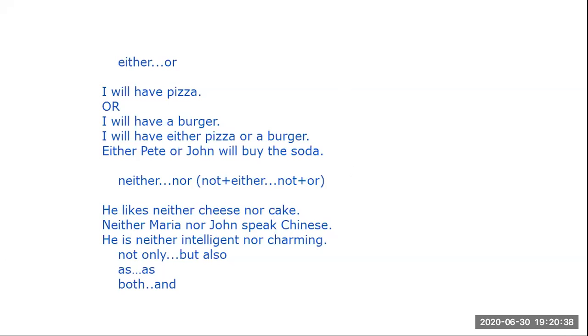On the other hand, neither is used to not choose any of the two options. Because neither and nor are negative, when we use things like that, we know it's negative, so he doesn't like. He doesn't like cheese. He doesn't like cake.